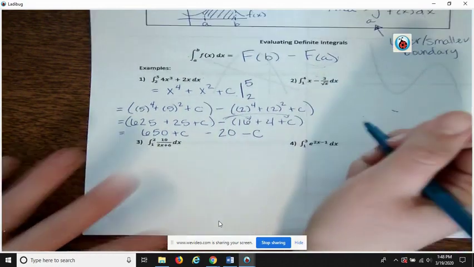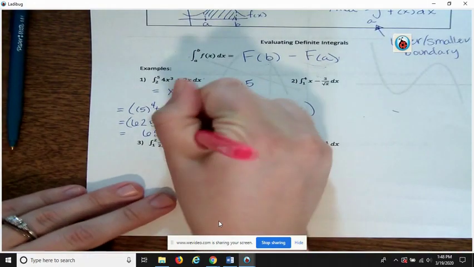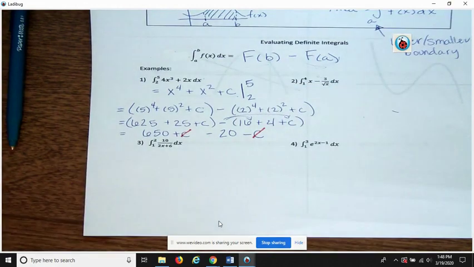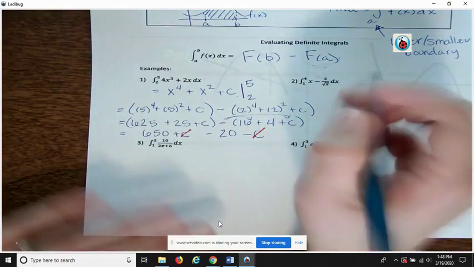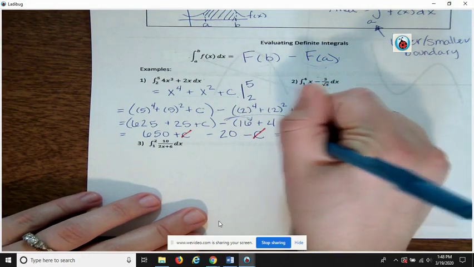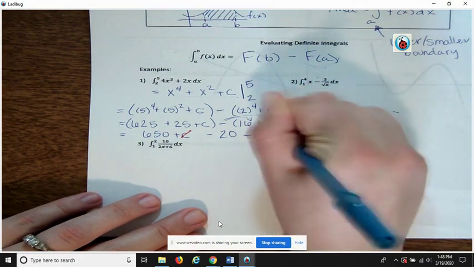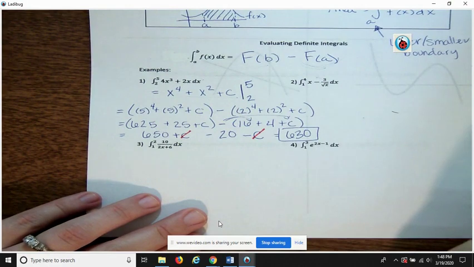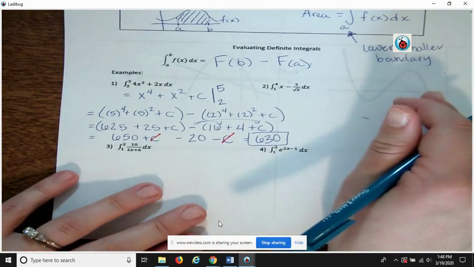Okay, so now here is where my c is going to cancel out in each term. And I'll have 650 minus 20, which is 630. Okay, so that is our first example. I will do the next example with you as well.